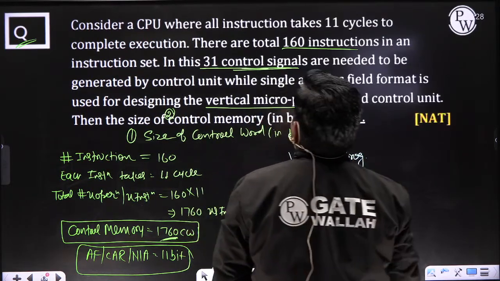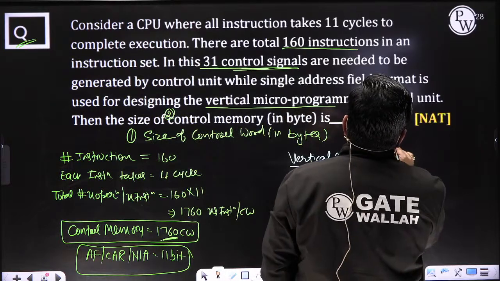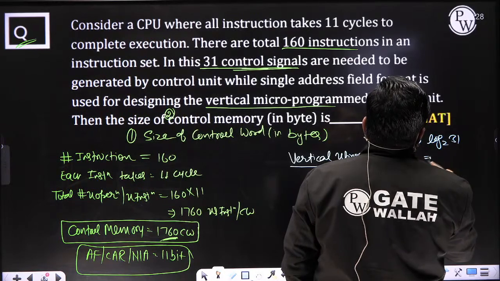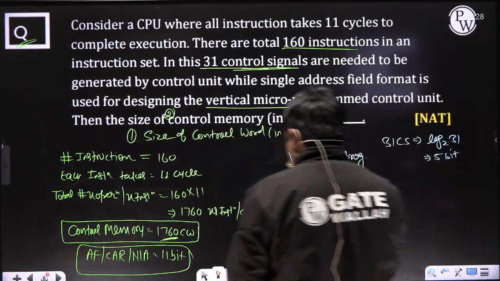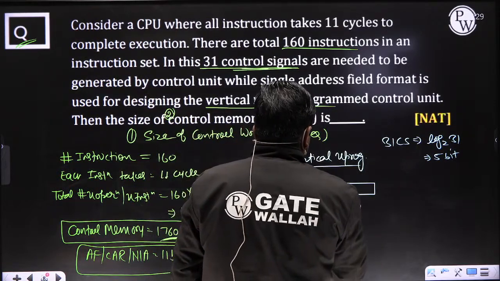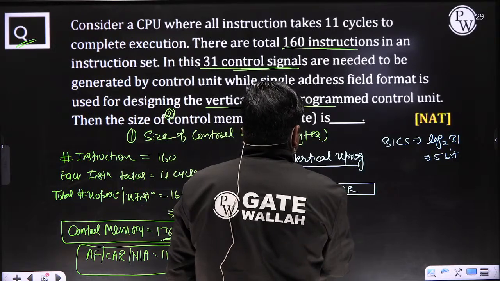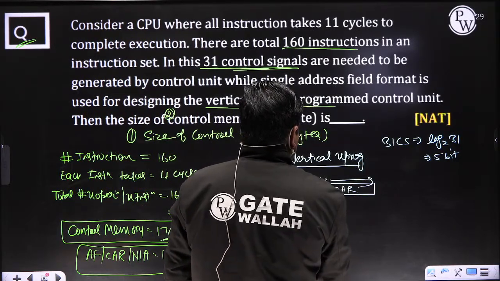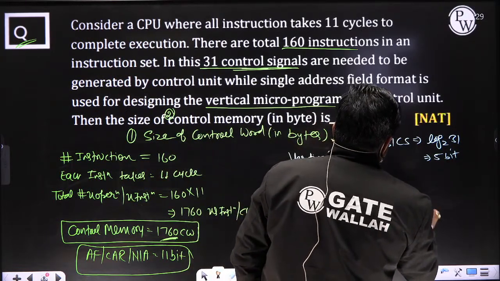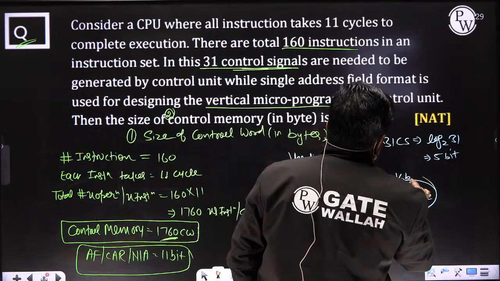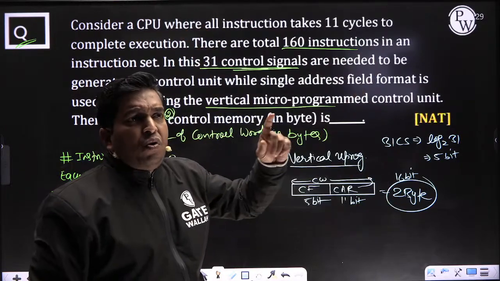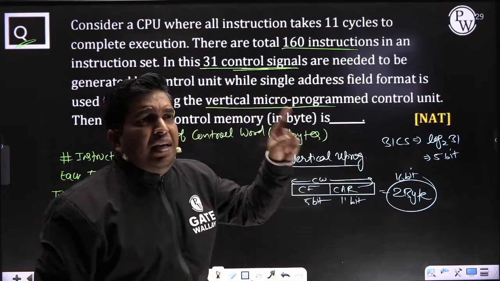Then how many signals are there? 31 control signals. So for 31 control signals, log base 2 of 31, how many bits are required? 5 bits. So what is the instruction size? Control field and CAR, this is one control word. So this one is 5 bit and CAR is 11 bit. So you will get 16 bit or 2 byte, my dear. Tanuj, are you getting it? Each and everyone, are you getting it? So Rishikesh, the answer will be 2 byte.